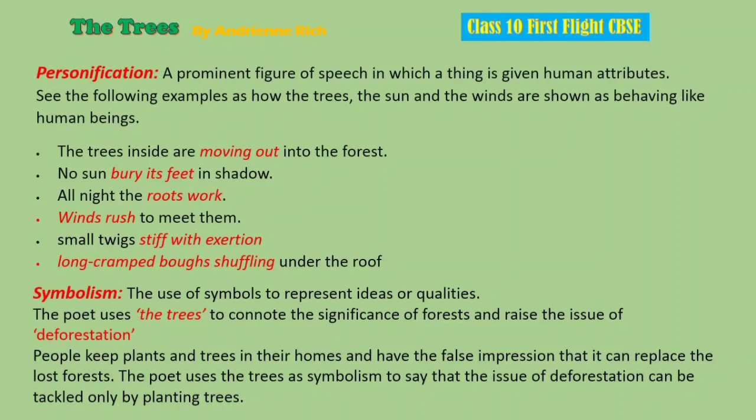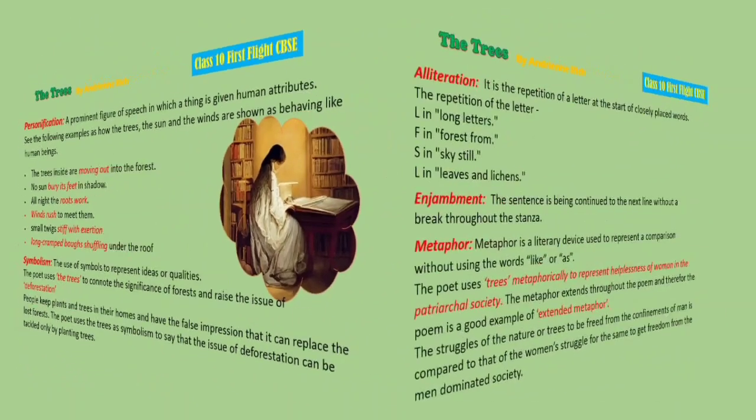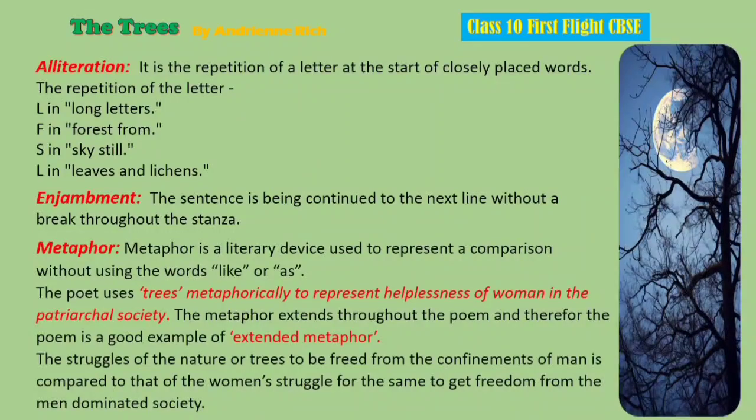Another poetic device is symbolism. The poet uses the trees to connote the significance of the forest and raise the issue of deforestation. After this, dear children, alliteration is another figure of speech used here. Here you can see the words "long letters", the L sound is repeated; "forest form", F is repeated; "sky still", S is repeated; and "leaves and lichen", L is repeated.